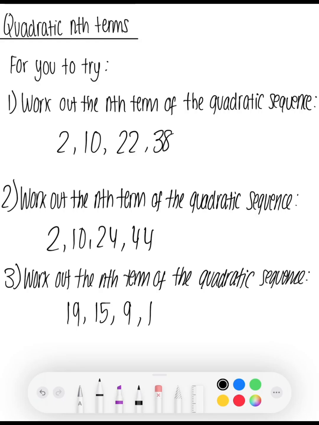Now that we've gone through an example question with the entire method, I've got 3 questions here for you to try, and I will give the answers in 10 seconds. So pause if you want to try them, or else go 10 seconds ahead and I will show you the solutions.